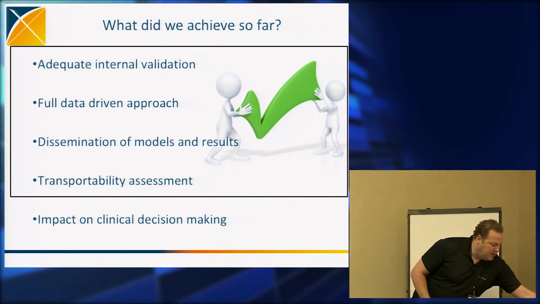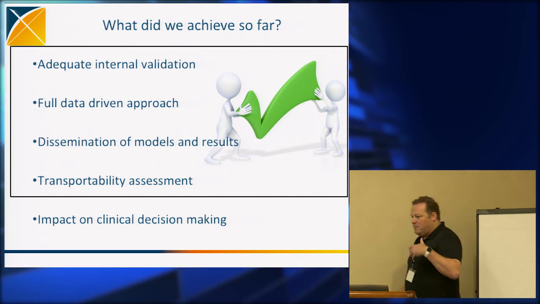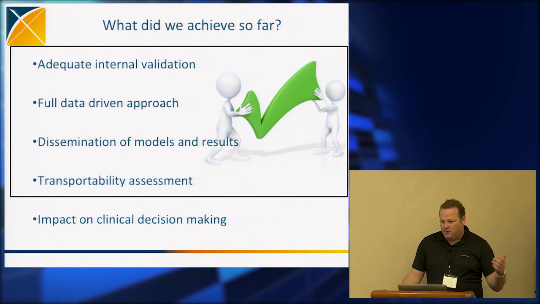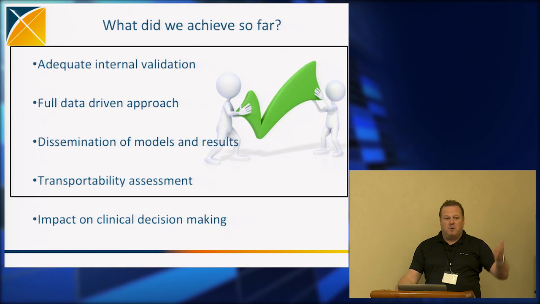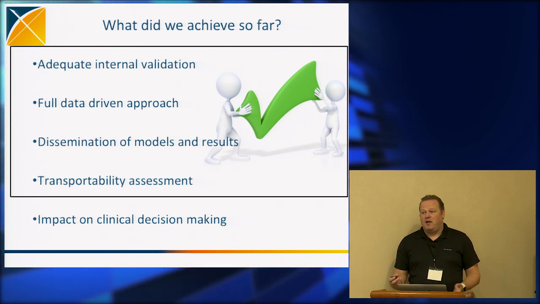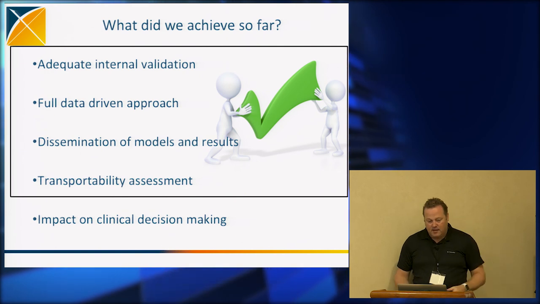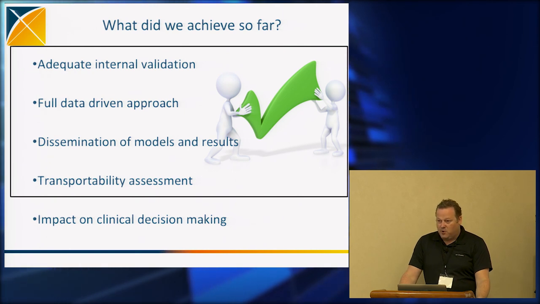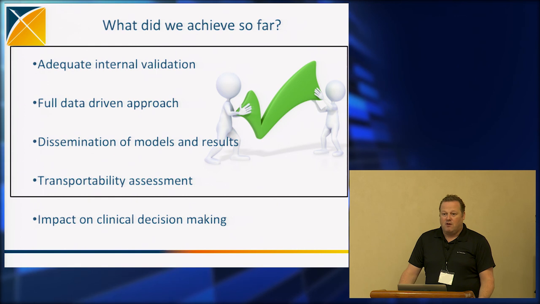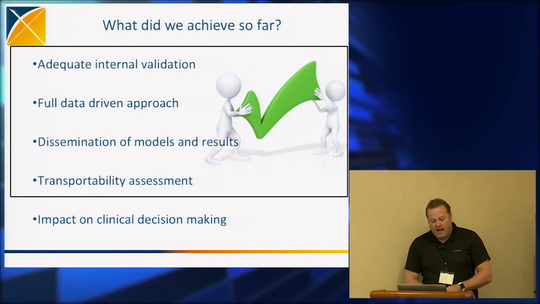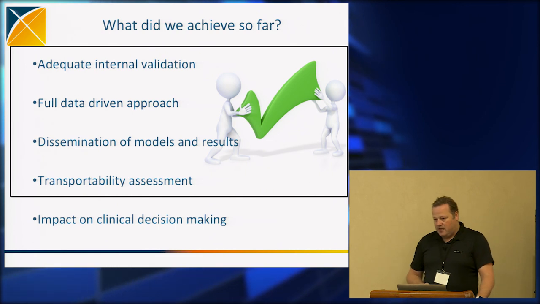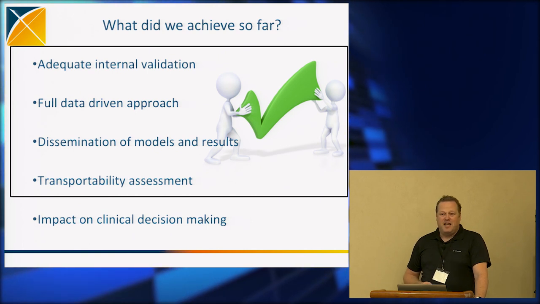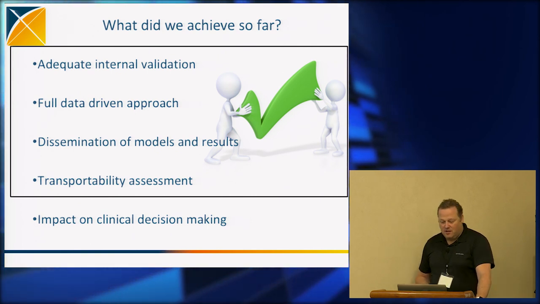So in concluding, we made a pipeline, a first version of the pipeline, in which we can do internal validation. It's fully data driven, so we can either select parameters, or we can just let the data speak for itself, and we can run a whole bunch of algorithms on the data, in the tool. We have implemented ways of disseminating these models and results, and transportability assessment should be the gold standard that we should go for as a community. And of course, the impact on clinical decision making is a next step. We need to assess whether all the work that we do is in the end good for the patient, which is our OHDSI mission altogether.